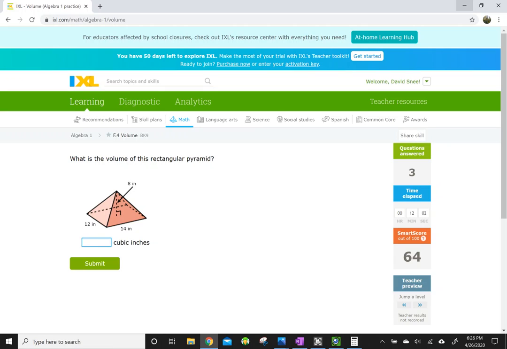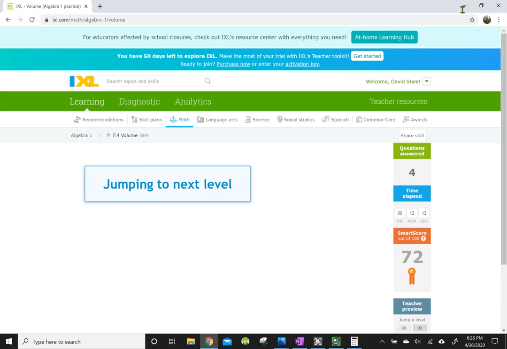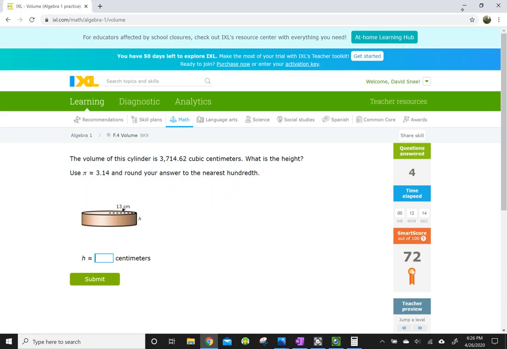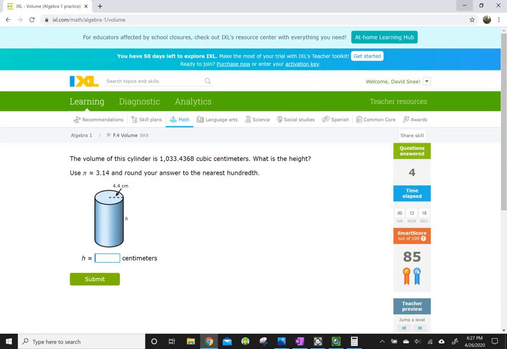Let's see if we got it right. If we didn't, let's learn from our mistake. All right. So it's another cylinder. You know how to do this. Find the area of the base and multiply by the height. And another cylinder, same thing. Okay, you guys know how to do this.